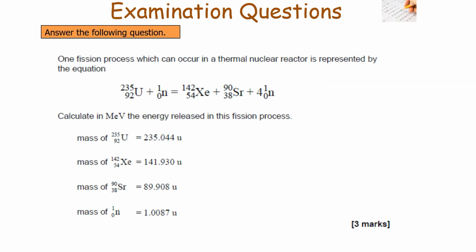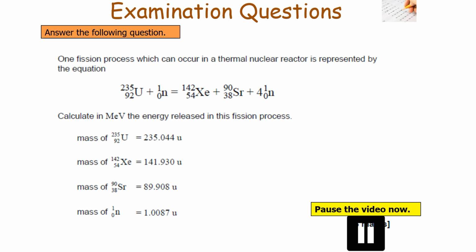The next question says, one fission process which can occur in a thermal nuclear reactor is represented by this equation. Calculate, in MeV, the energy released in this fission process. So pause the video now, then unpause the video when you want to go through the answer.